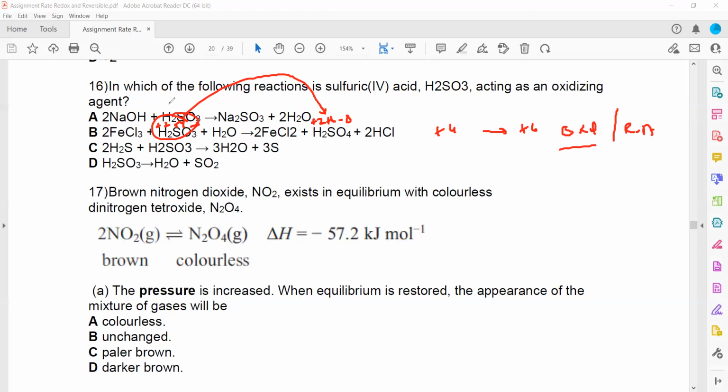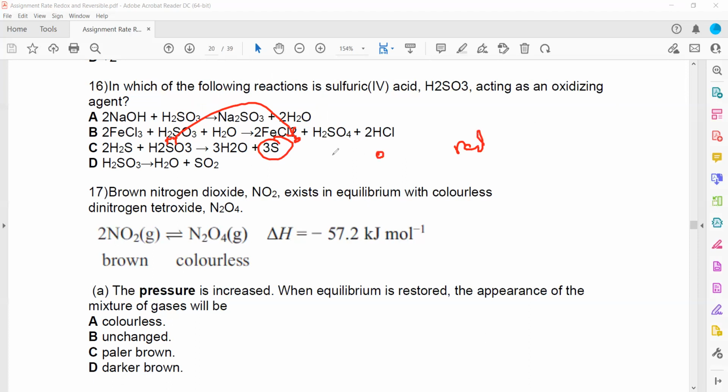When you check the third option, H2SO3, in which the oxidation number of sulfur is +4, becomes sulfur 0. So if +4 becomes 0, it means reduction happened, and when reduction happens, the substance is acting like an oxidizing agent. That's why option C is the right answer.